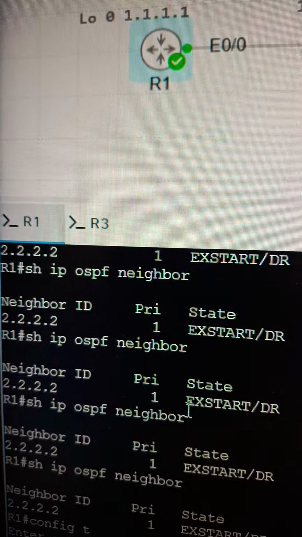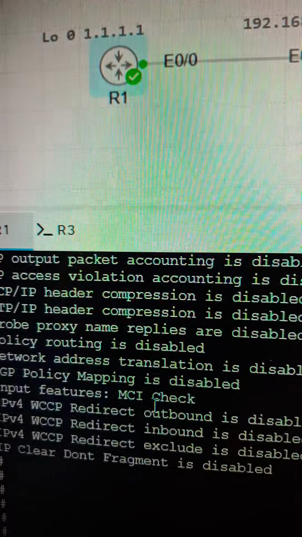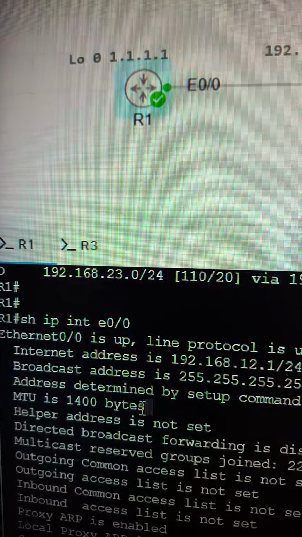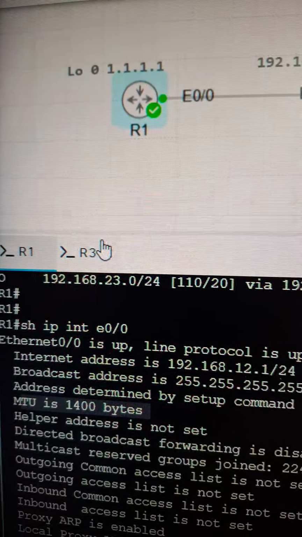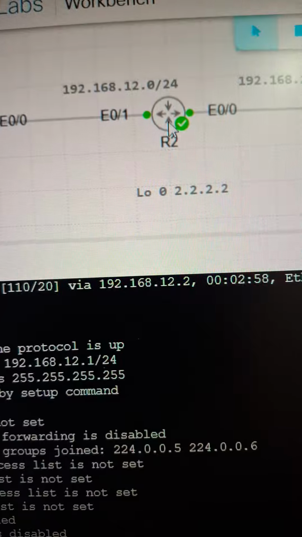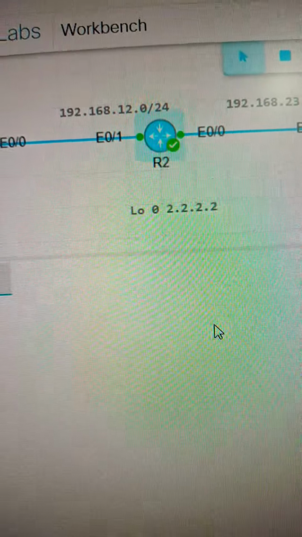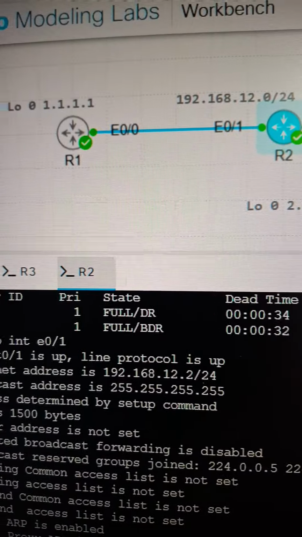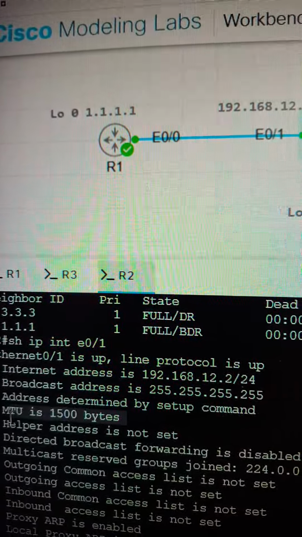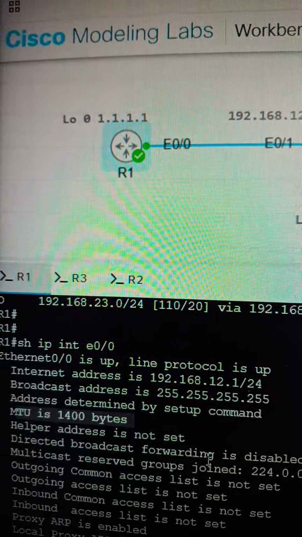By default the MTU is 1500. When we check router R1, we notice that someone changed the MTU to 1400 here. When we go to router R2, I can take the console of router R2, and you can see in the CLI that the MTU is 1500. Here the MTU is 1500, but on R1 we have 1400.